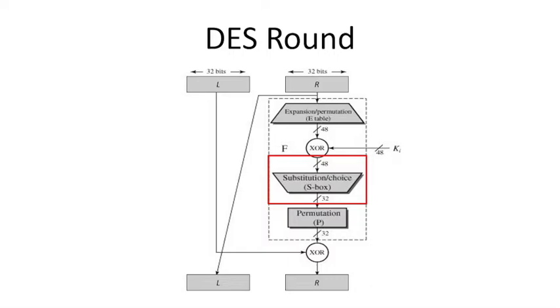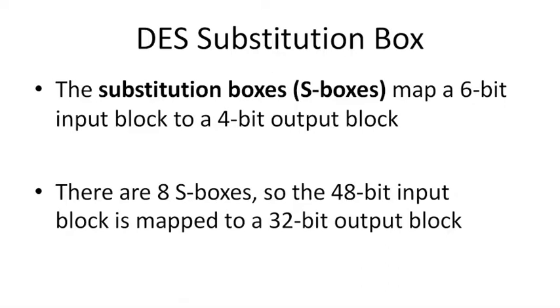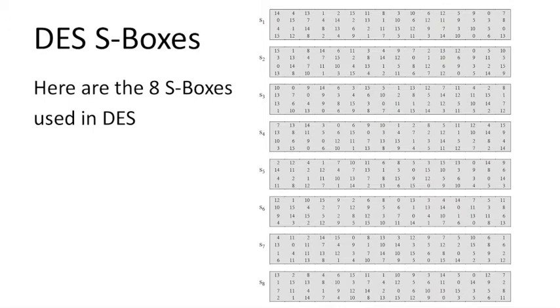Next, we perform another substitution on these 48 bits. For this, we will make use of substitution boxes, and we have 8 of these substitution boxes. Now the substitution boxes, or S boxes, map a 6-bit input block to a 4-bit output block. So there are 8 S boxes that we use in this step. So the 48-bit input block is then mapped to a 32-bit output block. So these are the 8 S boxes that are used in DES.